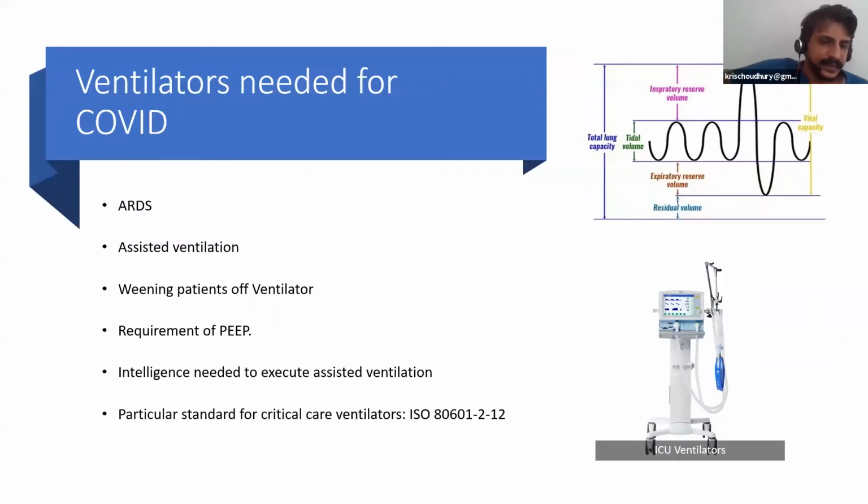And then last but not the least, the particular standard for critical care ventilators is ISO 8061-2-12, and this is a particular standard for the ventilator, and you need to follow this standard to get Europe EU marking, CE marking, and even FDA certification.